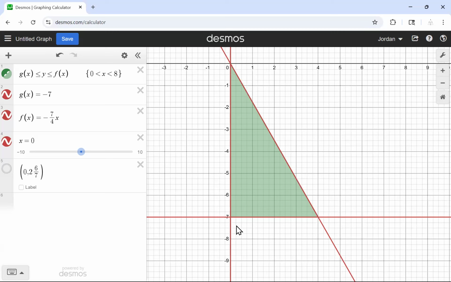Oh, and x values are ranging from 0 to this point of intersection, which is an x value of 4. So x values are going from 0 to 4. That's going to be my bounds. My f is going to be the line y equals negative 7/4 x. And my g is going to be the line y equals negative 7.